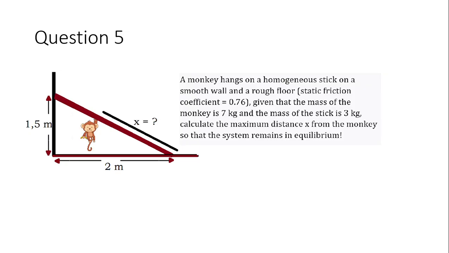Monkey problem. A monkey hangs on a homogeneous stick on a smooth wall and a rough floor. The static friction coefficient is 0.76. Given that the mass of the monkey is 7 kg and the mass of the stick is 3 kg, calculate the maximum distance x from the monkey so the system remains in equilibrium. That means the monkey can still play safely. So we figure out what x is. Remember, the wall is very smooth and the floor is rough.